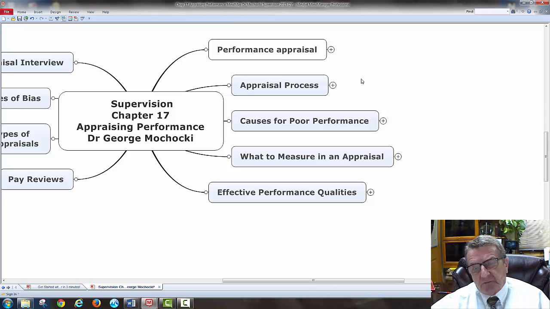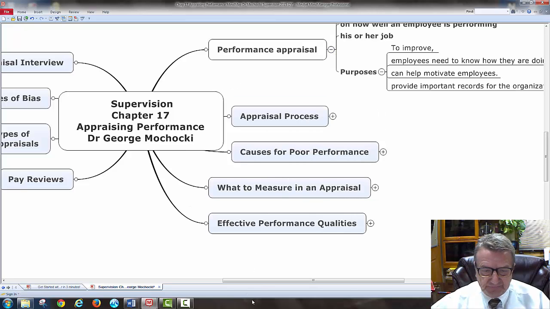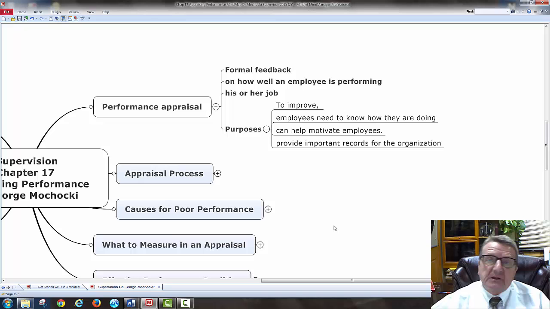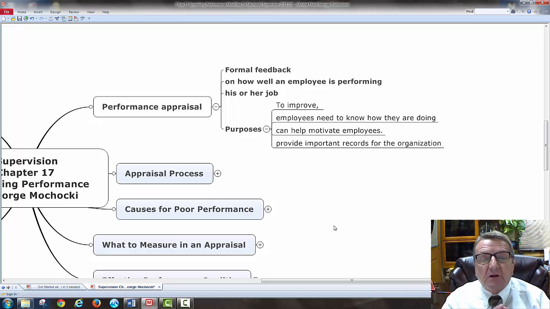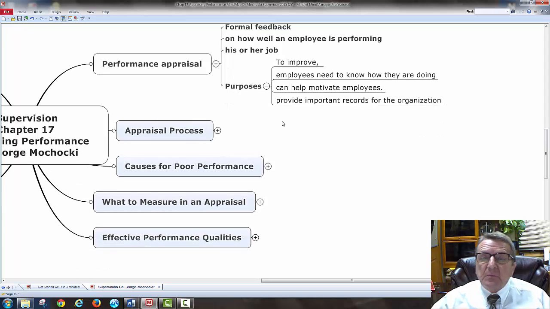So performance appraisals. What do we have here? Remember, you already have access to my concept maps, and this is just another way of retaining the information that we covered. It's formal feedback on how well an employee is performing his or her job. The purpose of the formal appraisal is to help the employee improve. Employees need to know how they're doing. It can motivate employees, or it could demotivate them. Some employees take that to heart, and you have to tell them, we all need some place to develop. Even myself, I need some areas of development, and that's how we grow as a learning organization.